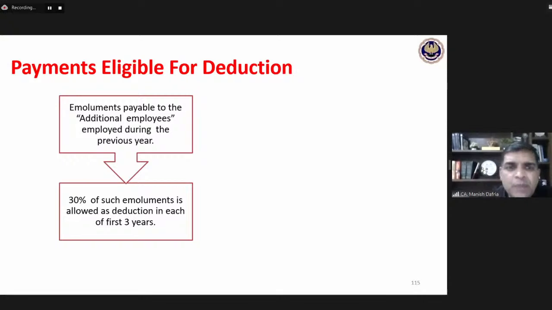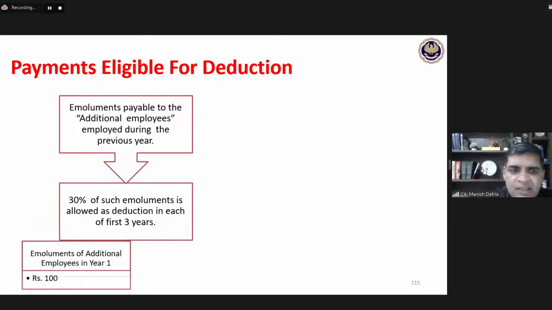The first year in which these additional employees have been employed, and then the second and third year thereafter, 30%. For the sake of simplicity, we can treat these additional employees as new employees. So whatever salary, wages or emoluments I have paid to my new employees, 90% of it I can claim as a deduction in 3 equal installments. We can read the section in this manner also. 30% first year, 30% second year, 30% third year.